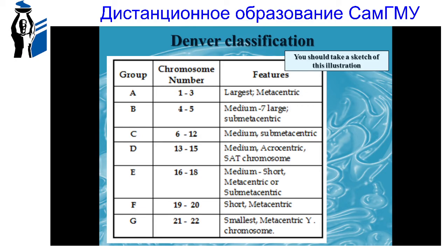The Denver classification of chromosomes was based on their morphological characteristics: size, shape, and position of the primary constriction, the centromere. According to this nomenclature, chromosomes are numbered from 1 to 23 in decreasing order of their length. From 1st to 22nd are autosomes, and 23rd are sex chromosomes.